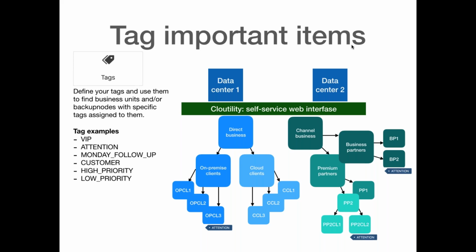In this case, you see that there are 3 business units that are tagged with attention. So we have the on-prem client 3, and we have the premium partner 2, client 2, and we have business partner 2. They are 3 business units tagged with attention.